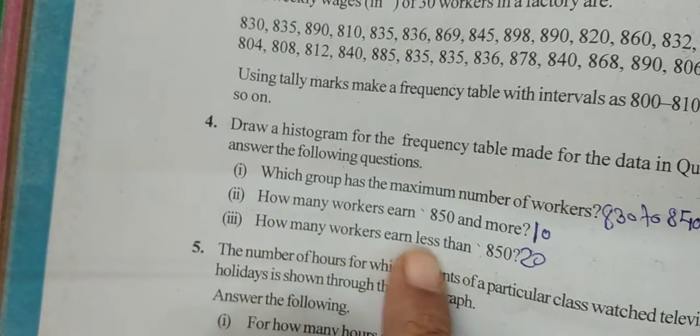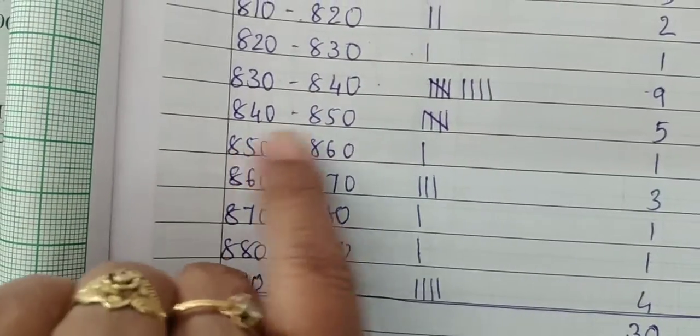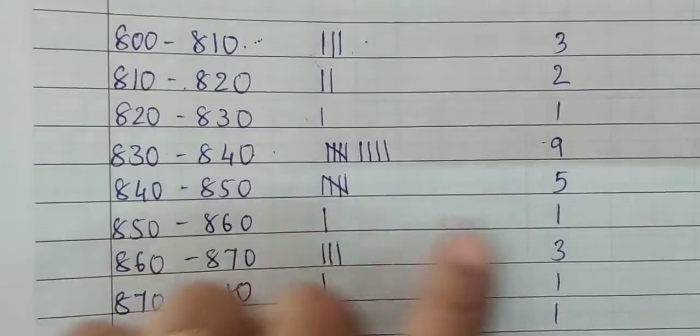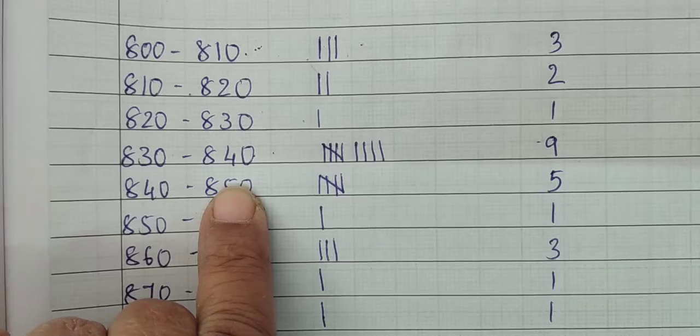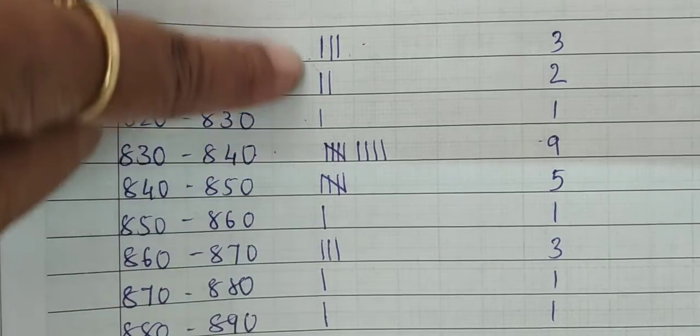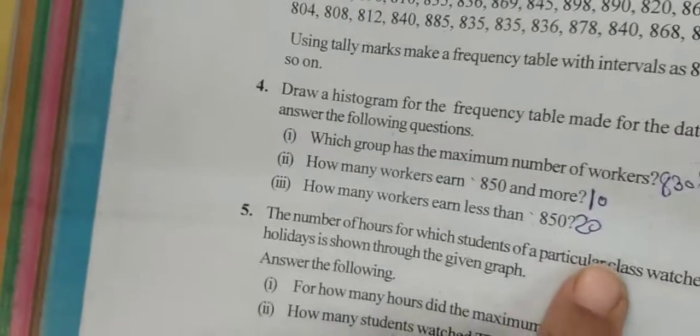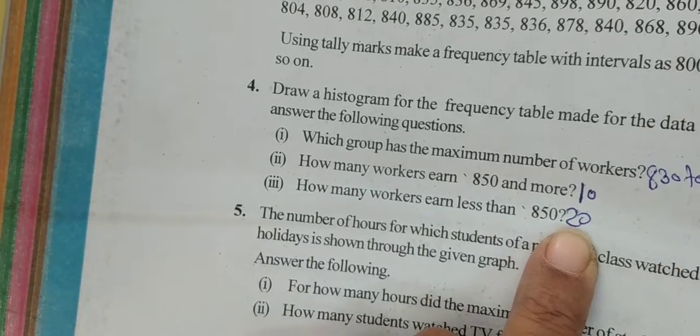How many workers earn less than 850? Less than 850, your frequency starts from here. Less than 850 means here. From here, all the frequencies you have to add. 5 plus 9 is 14, 14 plus 1 is 15, 15 plus 5 is 20. So your answer is going to be 20 workers.